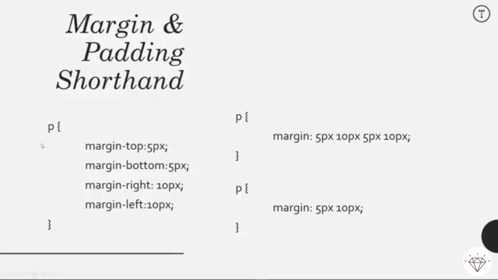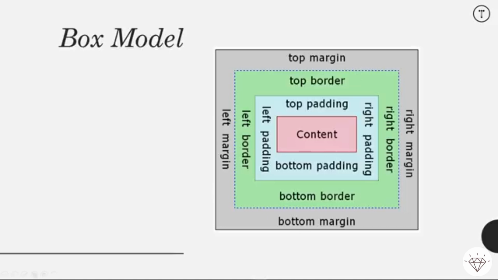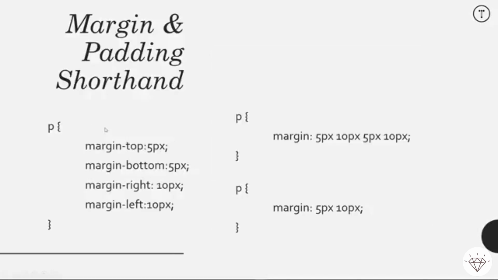Now, in this example, we're using margin for this paragraph. So we're saying we want the margin top to be 5 pixels, the margin bottom 5, the margin right to be 10, and the margin left to be 10. So if we look at our box model here, it is the top and bottom margin that we want to be 5. So it would be this, and then the left and right would be 10, okay?